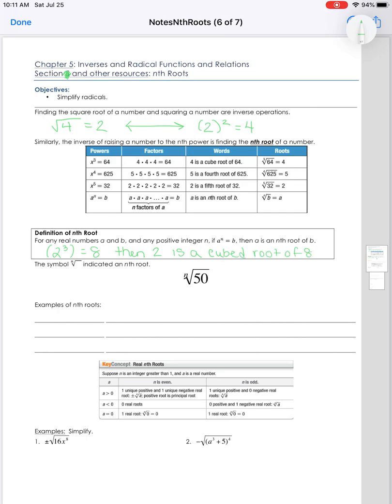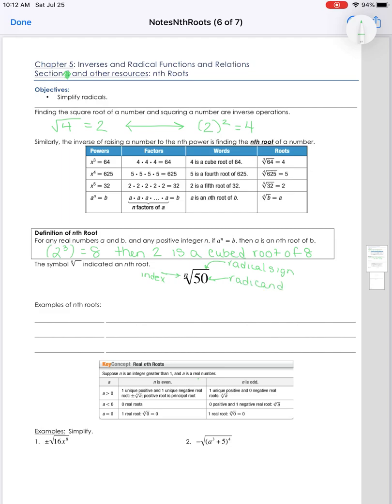But ultimately, when we talk about the definition of an nth root, it means that for any real numbers a and b and any positive integer n, if a to the n equals b, then a is an nth root of b. So if we have 2 to the third equals 8, then that means that 2 is a cube root of 8.